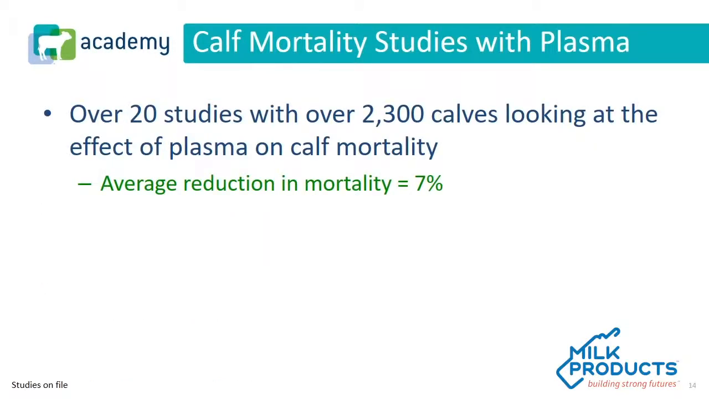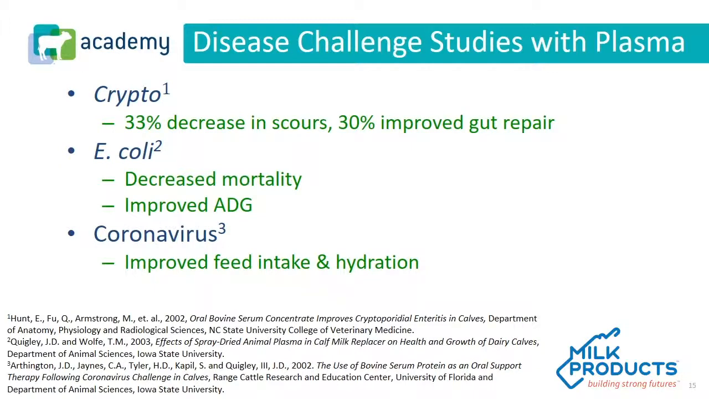Calf mortality studies with plasma, in over 20 studies across 2,300 calves, have demonstrated an average reduction in calf mortality of 7% versus those calves receiving a milk replacer without plasma. In disease challenge studies, when calves are challenged with cryptosporidiosis, there's a 33% decrease in scours and a 30% improvement in gut mucosal development or gut repair in calves that received milk replacer with plasma versus those that did not. When challenged with E. coli, there's decreased mortality and improved average daily gain in calves receiving plasma compared to those that did not. And when challenged with coronavirus, research indicates improved feed intake and hydration in calves receiving milk replacer with plasma in it.